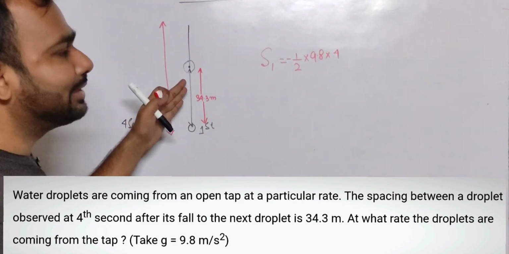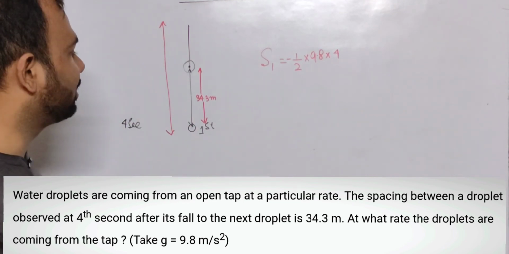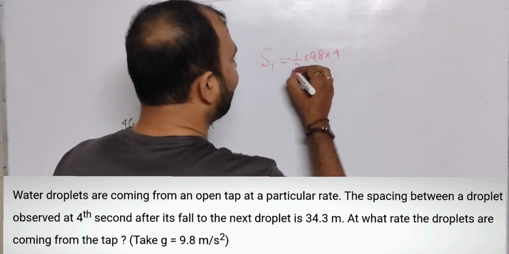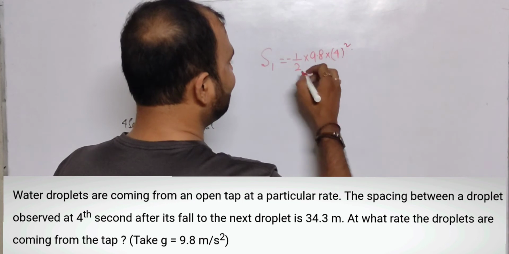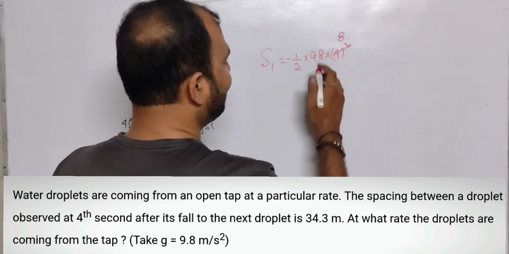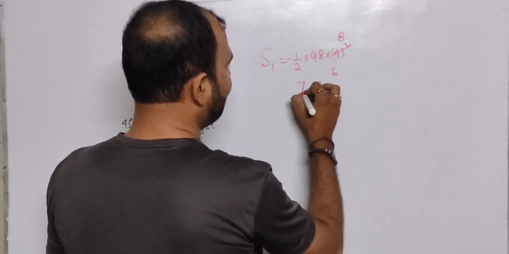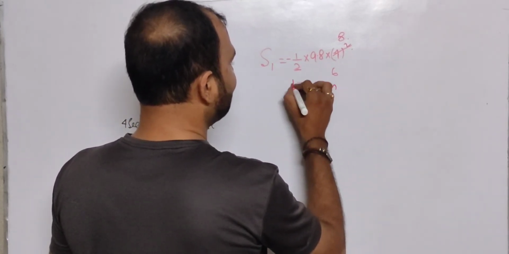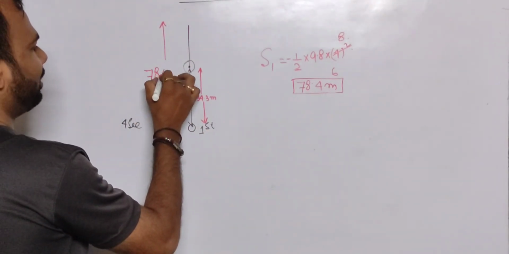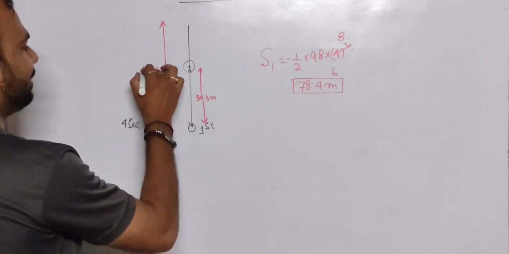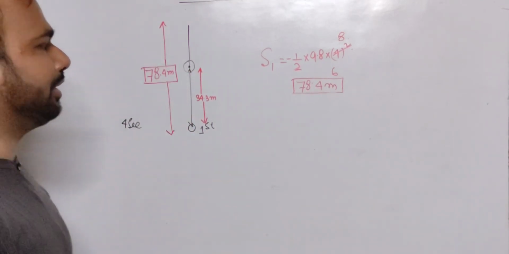But what is the main observation? The distance between two drops is 34.3 meter. Okay. 4 square is 16, that means 8 just 64, 6 is 72, 6 is 78.4 meter. That means the distance covered by the first drop is 78.4 meter.